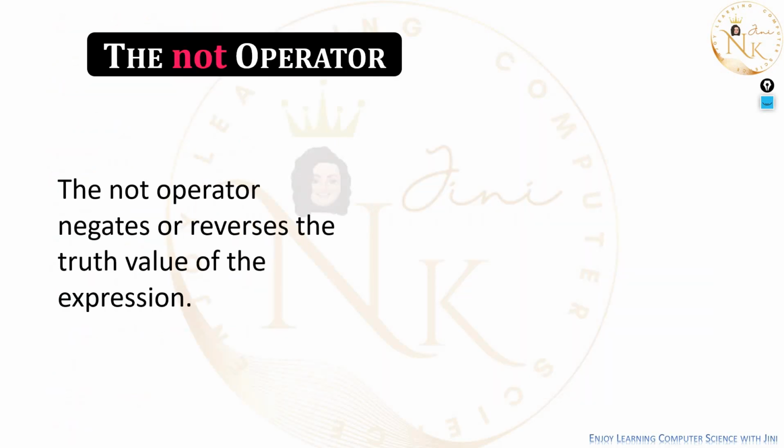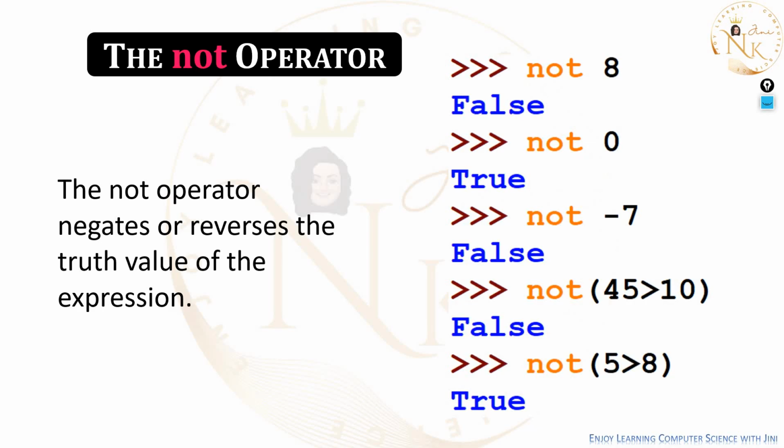Now the NOT operator. The NOT operator just reverses the truth value. It negates the truth value. If the truth value is true, the output will be false. If it is false, it is true. So, not 8. 8 is true. Okay, it is a non-zero value. Any non-zero value will be true. So, the truth value of 8 is true. Not true is false. Now, 0. It is 0, which means the truth value is false. Not false is true. Not -7. -7 is true. Anything other than 0, the truth value will be true.